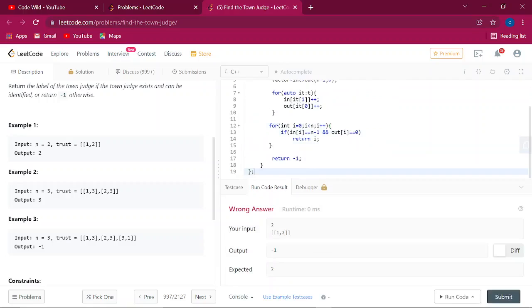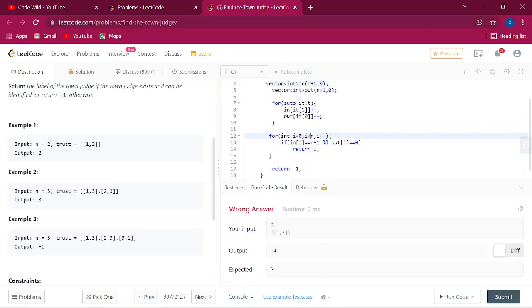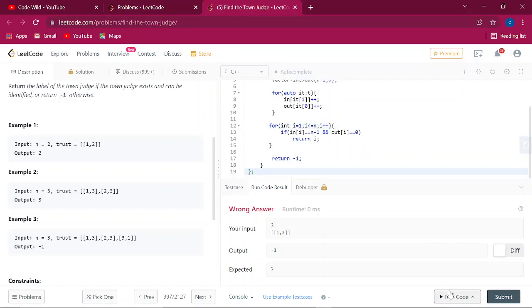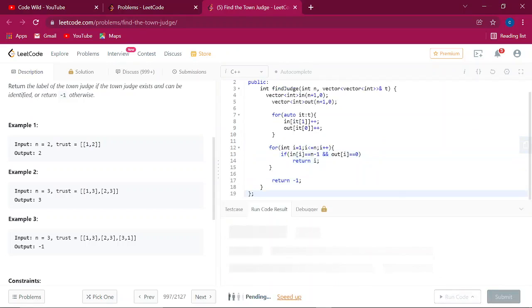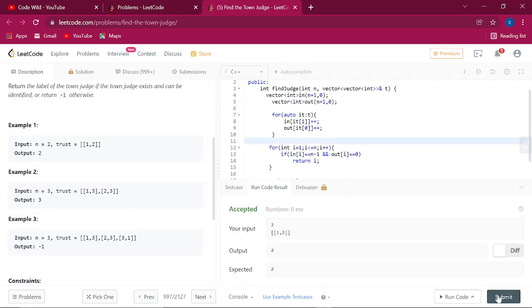There is an error. Let's see what the error is. Why is it showing us minus 1? Oh, sorry. This should start from 1 because we don't have a zeroth node, and it will go till n, right? If there are n people, the nodes go from 1 to n, right? So I think now it should work. Yes, it's working. Let's submit.